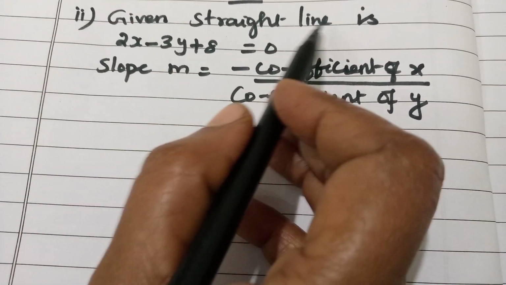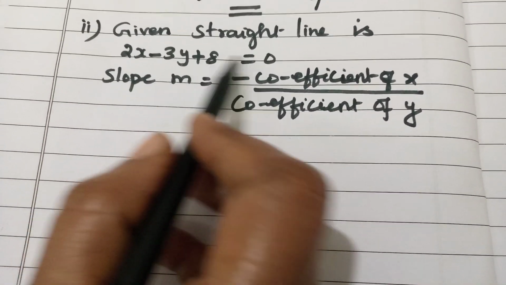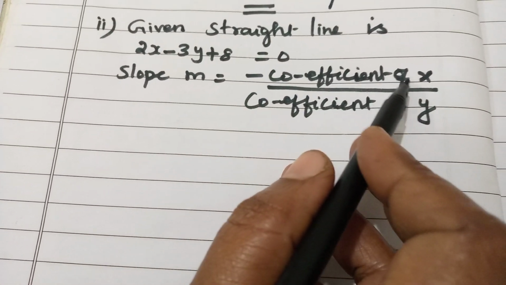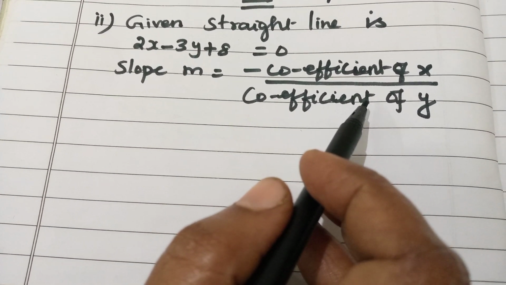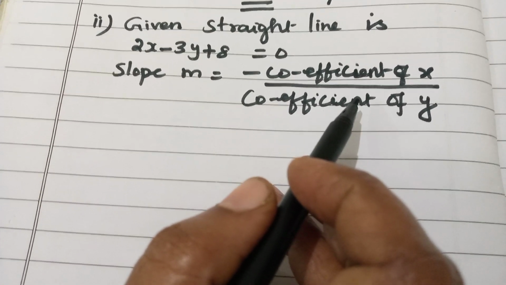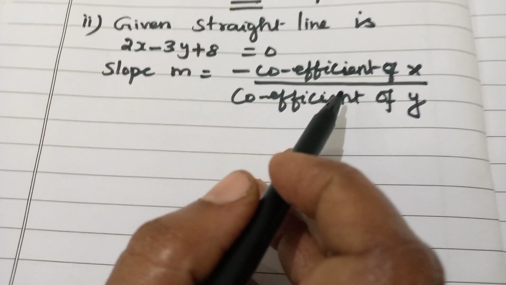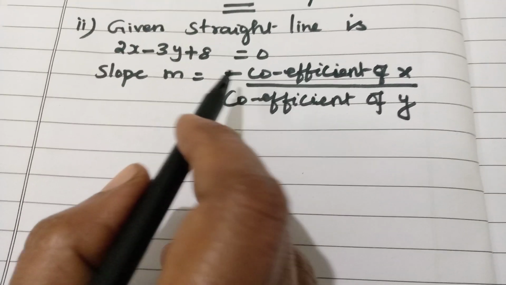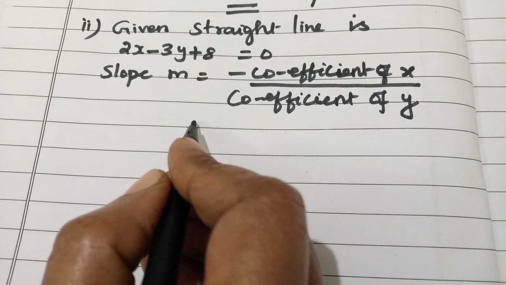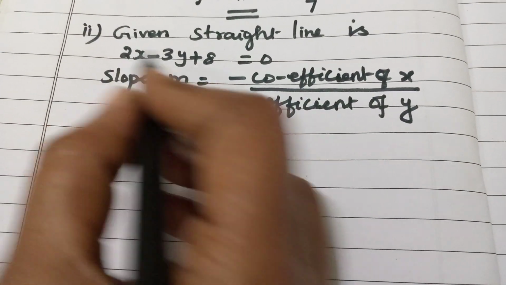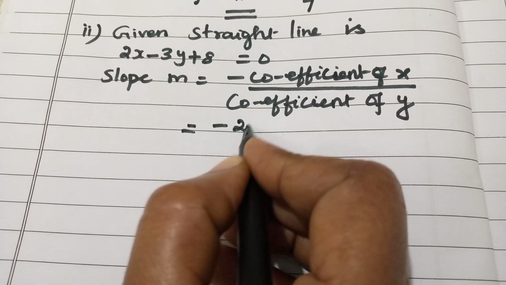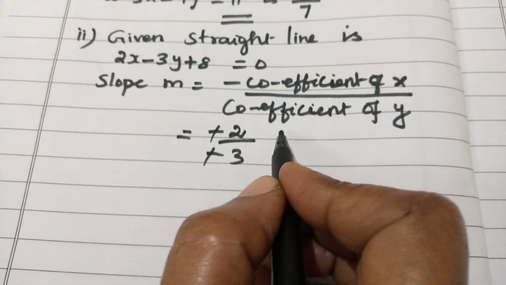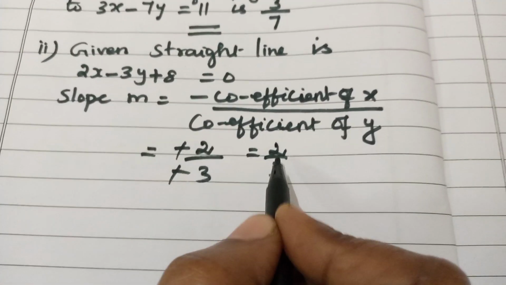Second subdivision: given straight line is 2x minus 3y plus 8 equal to 0. We have to use the formula slope m is equal to minus coefficient of x by coefficient of y. Here we have to find the slope of the line perpendicular to 2x minus 3y plus 8 equal to 0. What is the coefficient of x? 2. Minus is there in the formula, so minus 2 by coefficient of y, which is minus 3. Here minus cancels, which is equal to 2 by 3. Let us take it as m1.